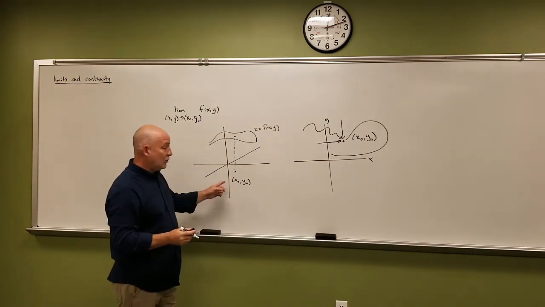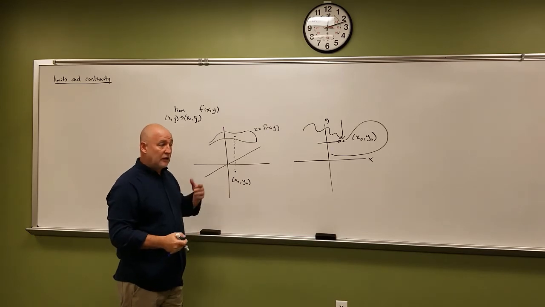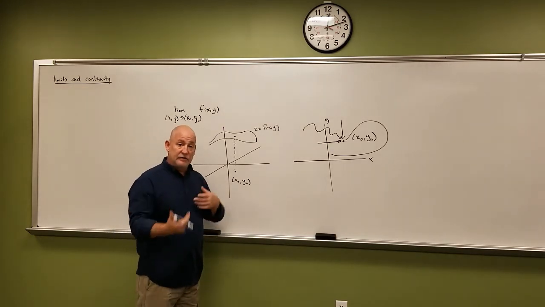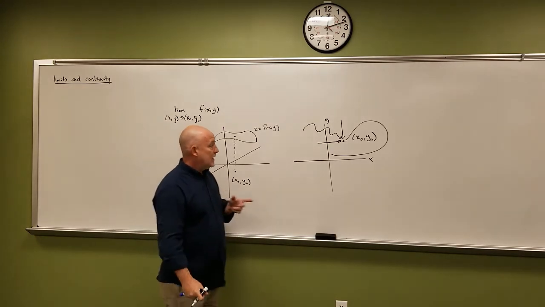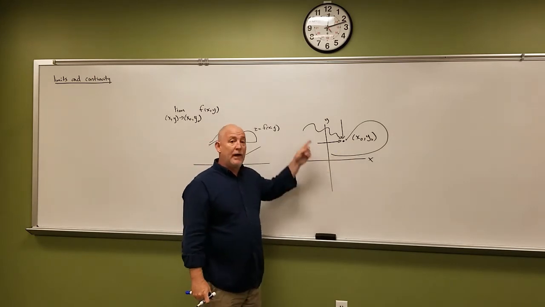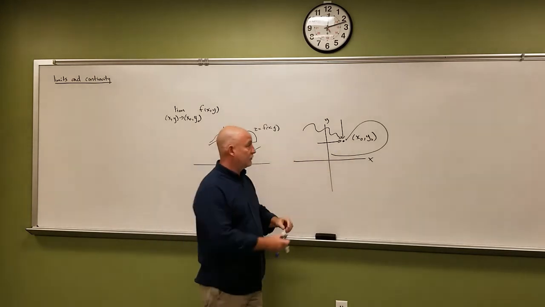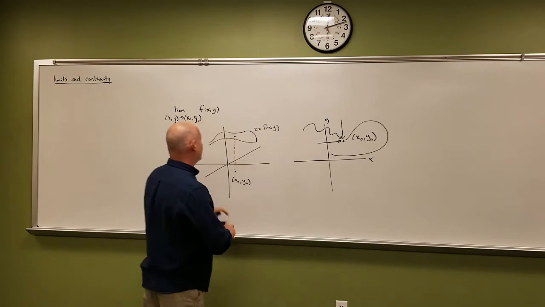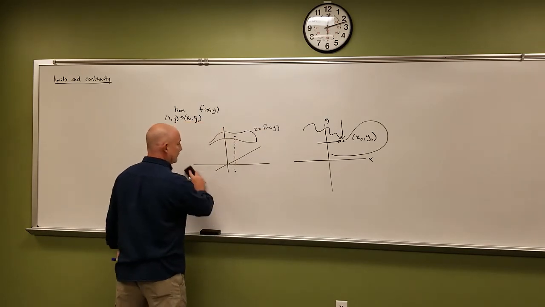So unlike in Calc 1, where really all you had to do is check the limit from the left and see if it was the same as the limit from the right, now we have to check all possible paths, which generally is horrible to do. So we're going to see how we're going to adjust that for this semester.